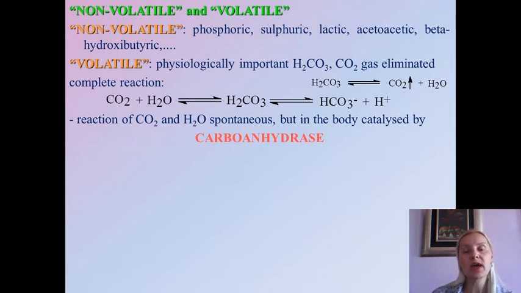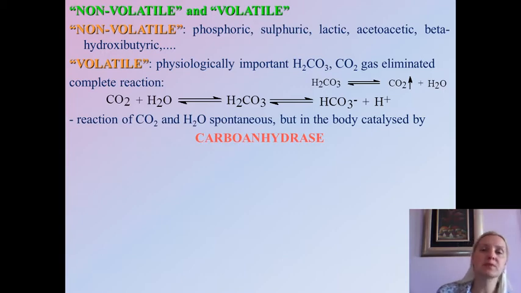So the complete reaction and equilibrium of carbonic acid is represented on the slide. Carbonic acid is rather unstable, so it tends to be in an equilibrium with carbon dioxide and water. But on the other side, it's considered to be a weak acid, so it can dissociate to bicarbonate ion and hydrogen ion.